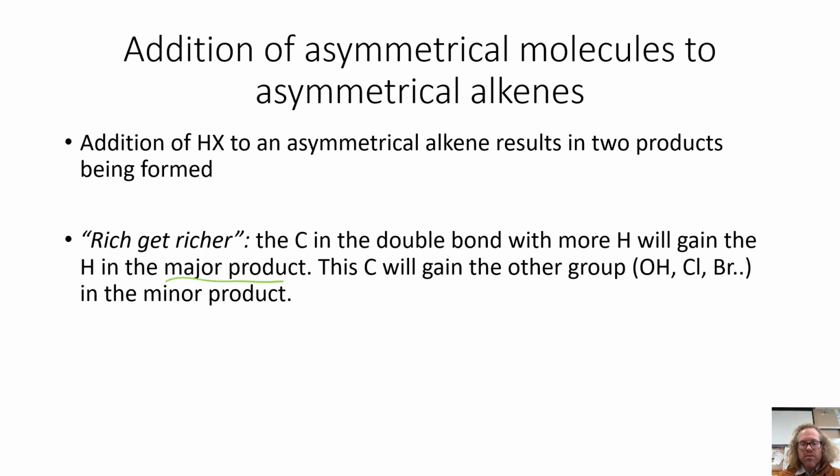And how we do that is we look to each carbon of the double bond. The one which has more hydrogens in that double bond will gain the hydrogen in the major product. And the other carbon will gain the other group. In the minor product, this hydrogen goes to the carbon with the fewer hydrogens.